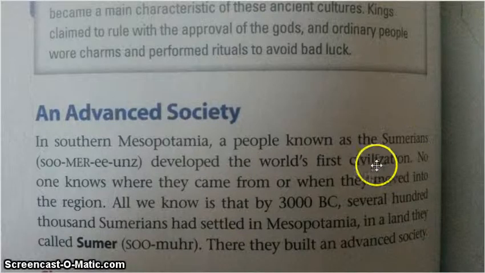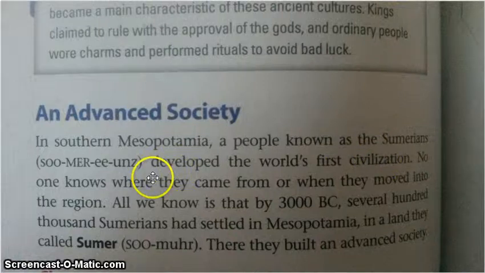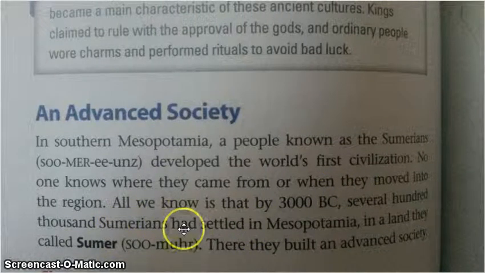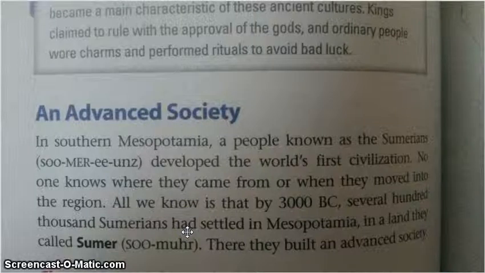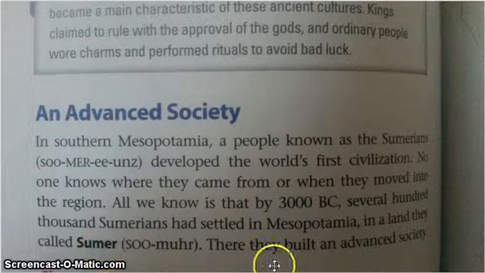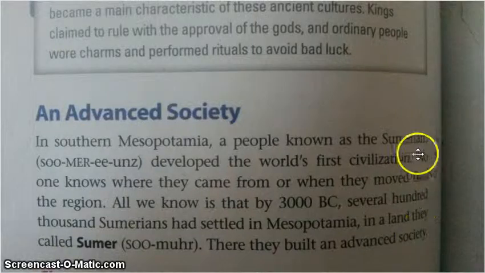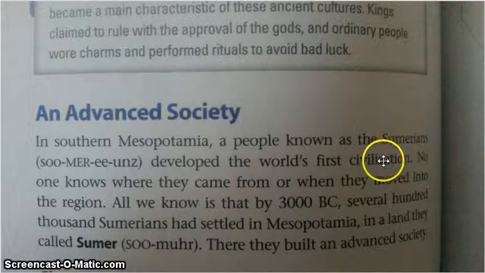In southern Mesopotamia, a people known as the Sumerians developed the world's first civilization. No one knows where they came from or when they moved into the region. All we know is that by 3000 BC, several 100,000 Sumerians had settled in Mesopotamia in a land they called Sumer. There they built an advanced society. We're going to use the 2-word strategy here that we've been using to pick out 2 important words and to help us kind of summarize that paragraph and add that to our power notes. One that I would probably definitely choose is Sumerians and maybe civilization.